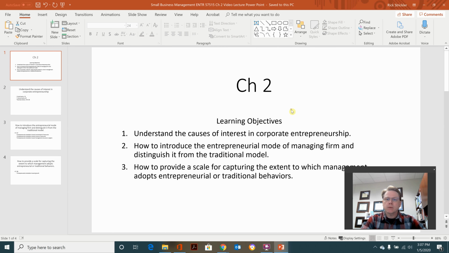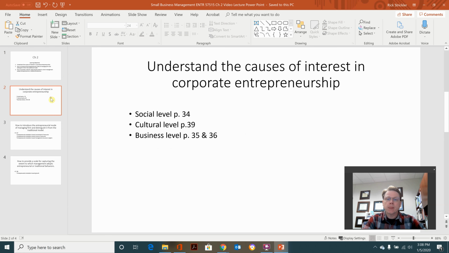Our learning objectives for Chapter 2 are understanding the causes of interest in corporate entrepreneurship, how to introduce an entrepreneurial mode of managing a firm and distinguish it from the traditional model, and how to provide a scale for capturing the extent to which management adopts entrepreneurial or traditional behaviors. So let's look at the first one. Okay, understanding the causes of interest in corporate entrepreneurship.